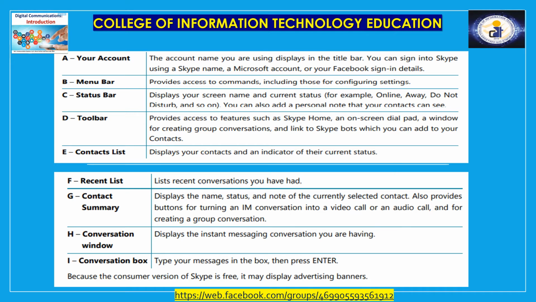So, as we saw a while ago in the picture: A is for your account, B for menu bar, C for status bar, D for toolbar, E for contact list, F recent list, G contact summary, H conversation window, and I is for conversation box.